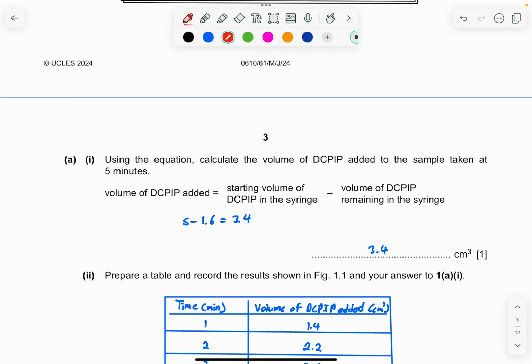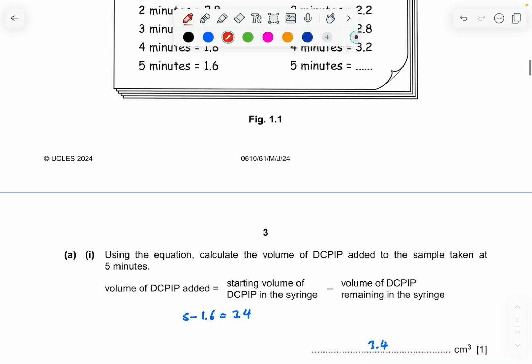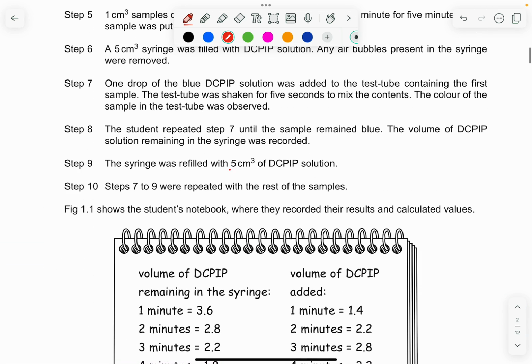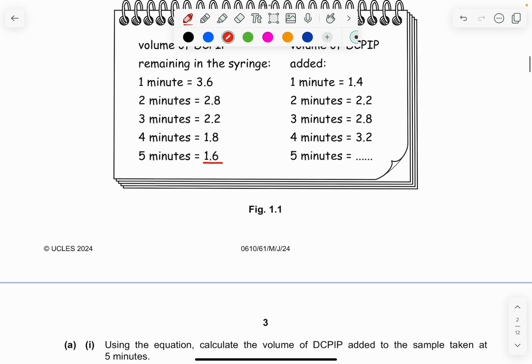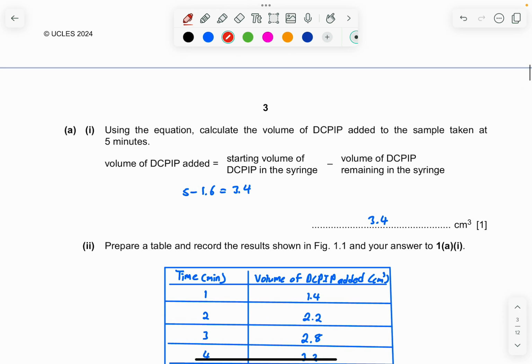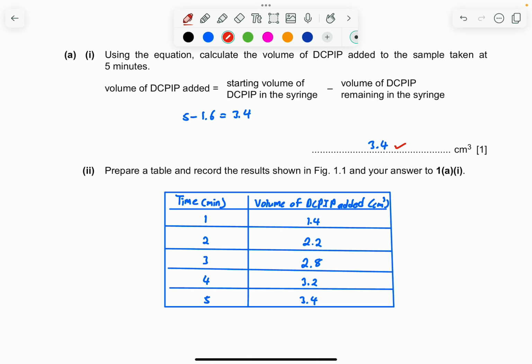So A part one, using the equation, calculate the volume of DCPIP added to the sample taken at 5 minutes. We take the starting volume of DCPIP in the syringe, which is 5 cm³, and then we minus the volume of DCPIP remaining, which is 1.6. The answer you get is 3.4 cm³.